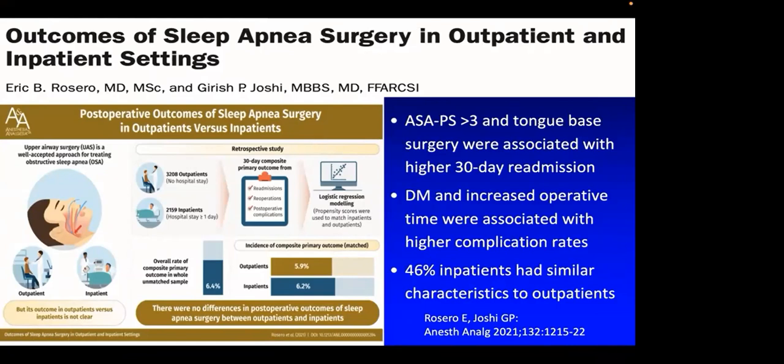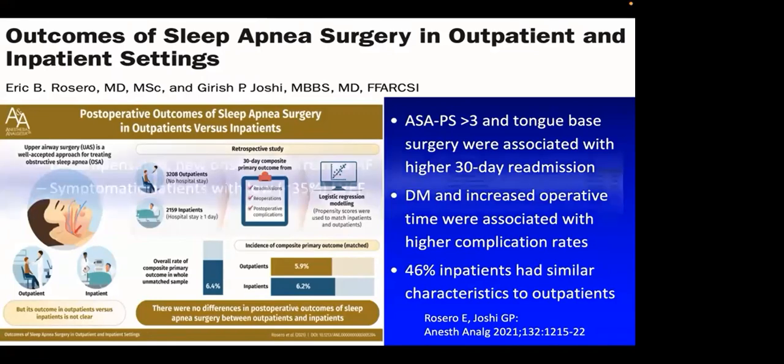So, to summarize the conclusions of this paper, patients who have their comorbid conditions adequately controlled and are undergoing a procedure that does not include tongue-based surgery are suitable for ambulatory surgery.